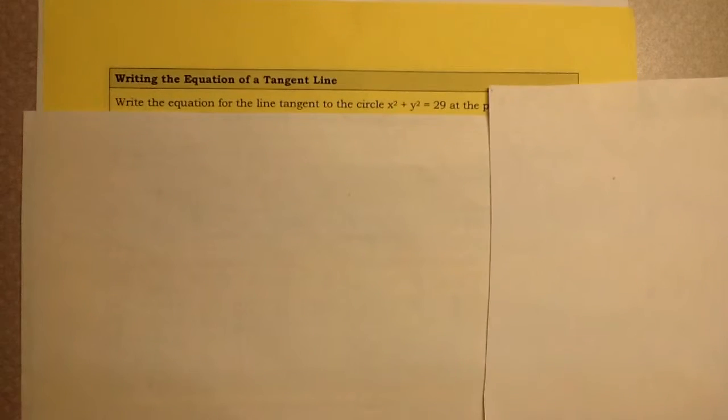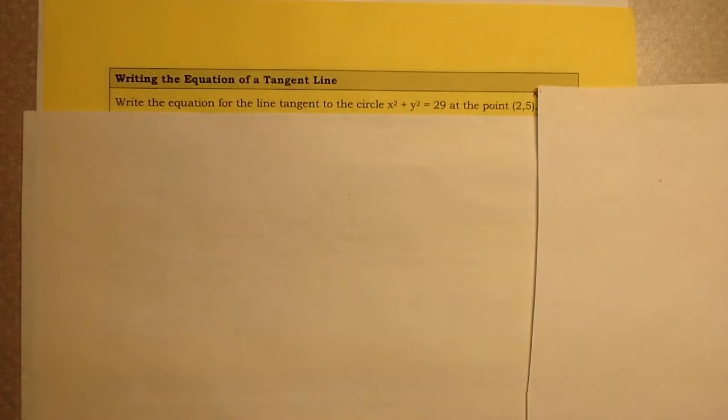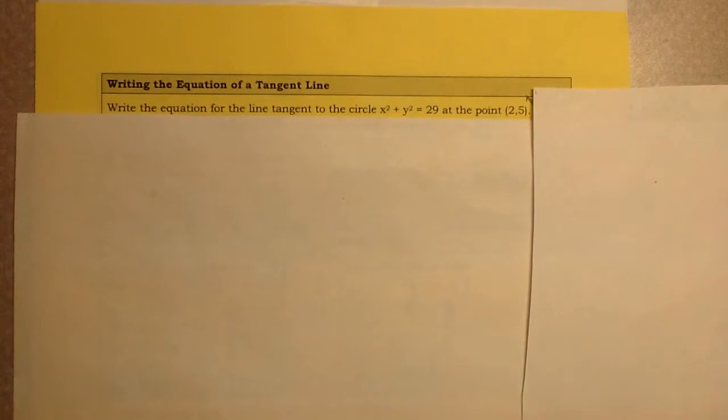Okay, now we are going to write the equation of a tangent line. This is the last example that we're going to do. We want to write the equation for a tangent line to a circle that is x squared plus y squared equals 29 at the point (2, 5). Now, again, draw a picture and you can see what's happening here.